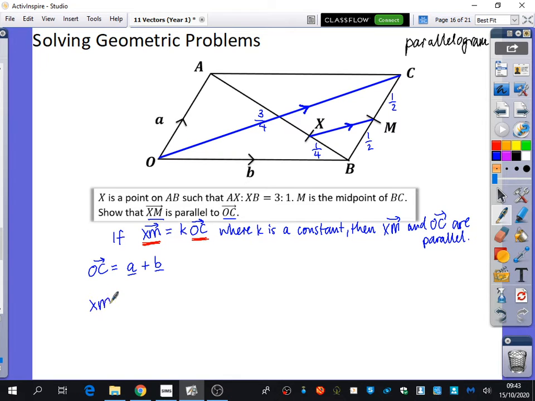So I'm just going to first of all decide what pathway I want to take to do XM. Minhaj, how am I going to go from X to M? You tell me which pathway you want to use. Back to A, and then to O, and then to B, and then to M. I think that's a long way.